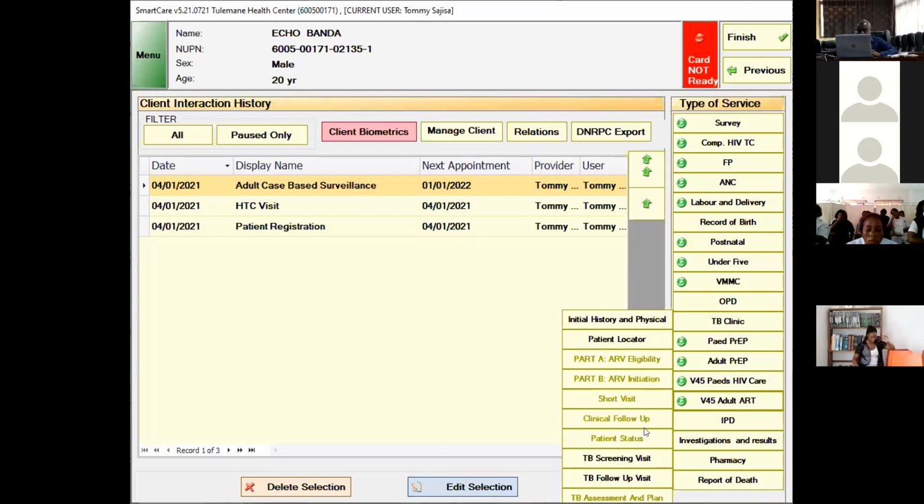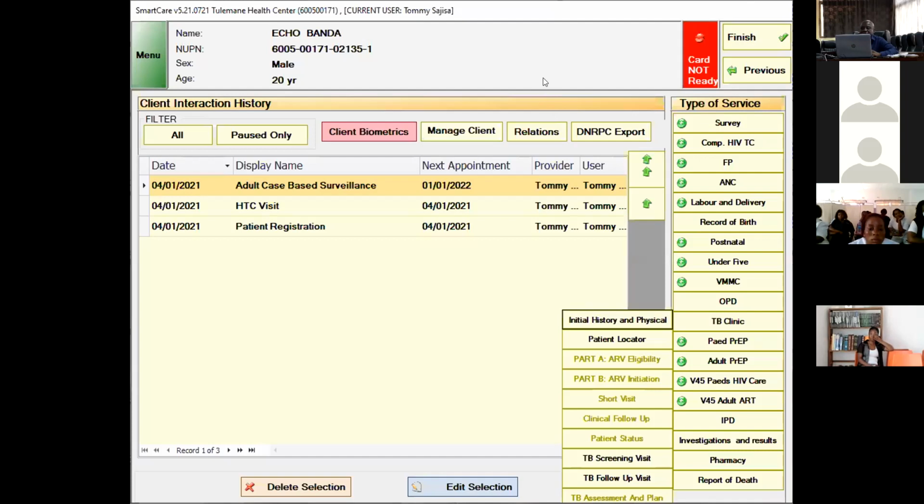Then we have the patient status, of course, which is disabled because it can only be enabled when we enter the initial history and physical form. Don't worry about the TB screening, the follow-up, and so on. So let's start with the initial history and physical.